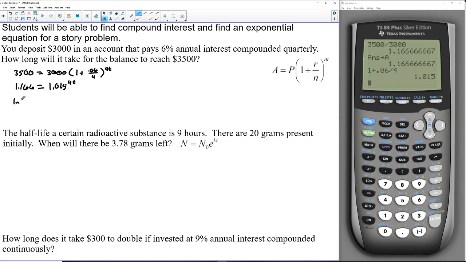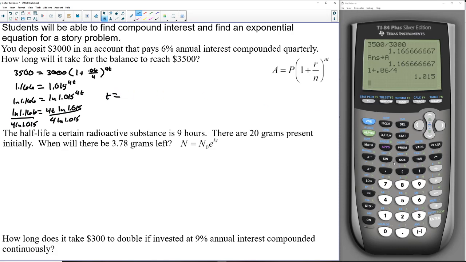Let's take the natural log of 1.166. Well, the natural log of both sides, really: 1.015 to the 4t. That allows us to bring the 4t down. The natural log of 1.166 is equal to 4t natural log 1.015. Now that's all multiplication, so we can divide by 4 natural log 1.015.